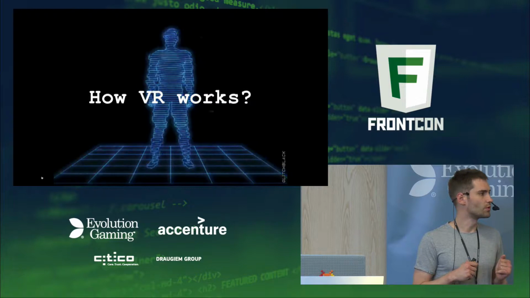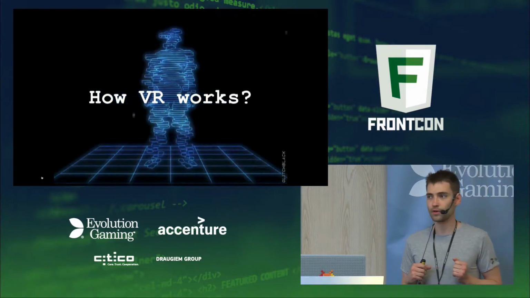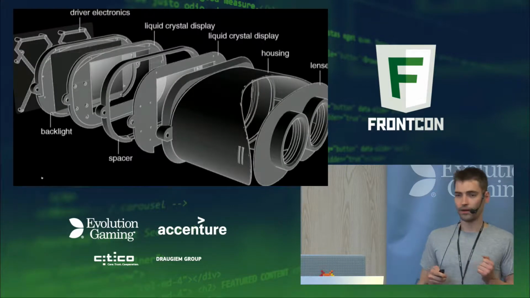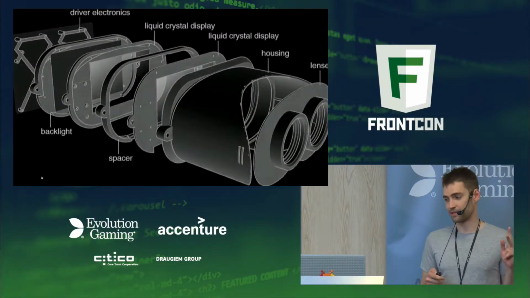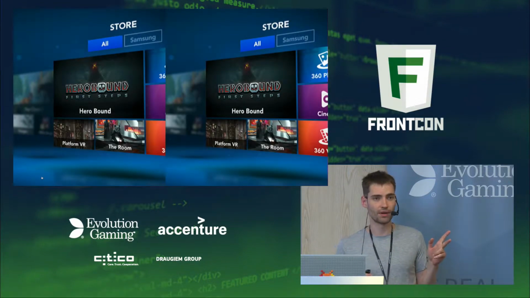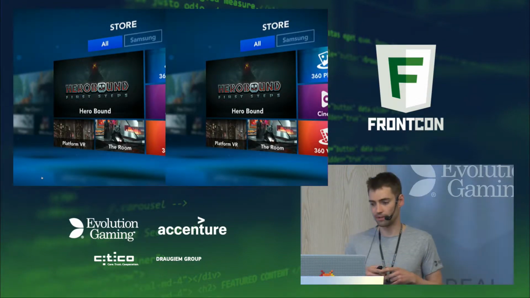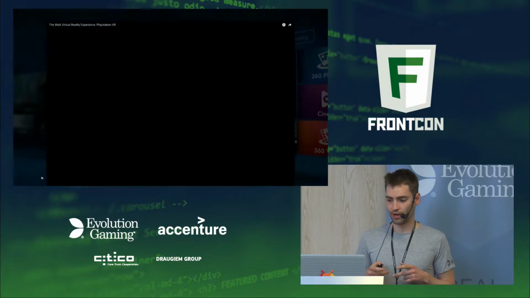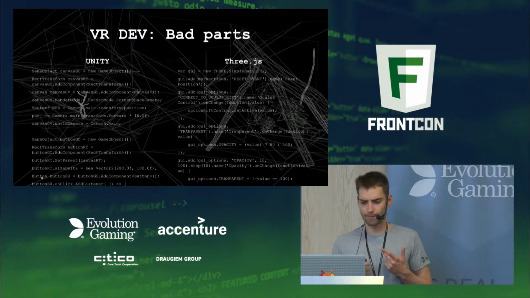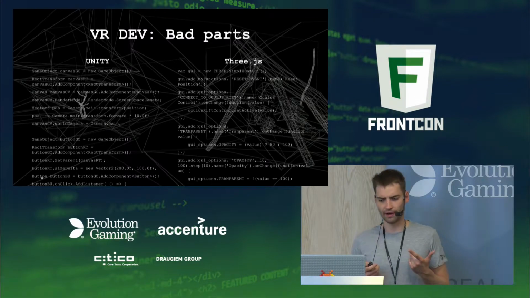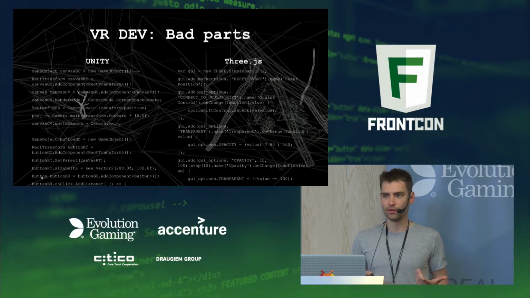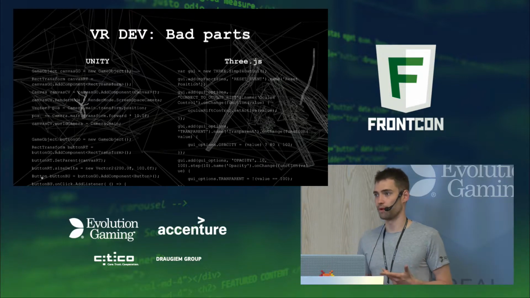Okay, now let's move to how virtual reality works. It works because you have two eyes, essentially. So there are two images, each given from a slightly different angle. Then you have two displays or one single display. And the bad part of virtual reality is that when you design software for it, you mostly do it in an imperative way.